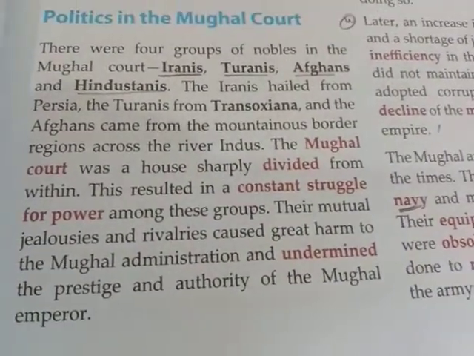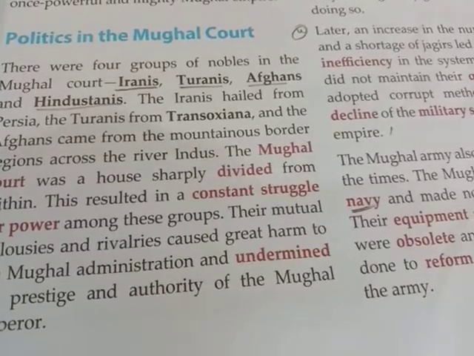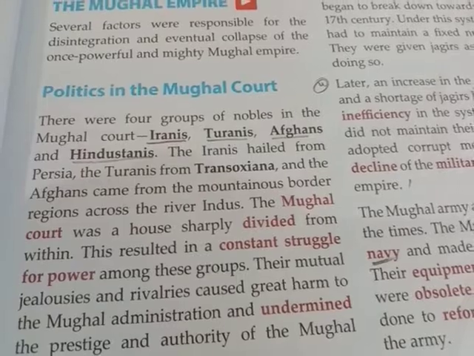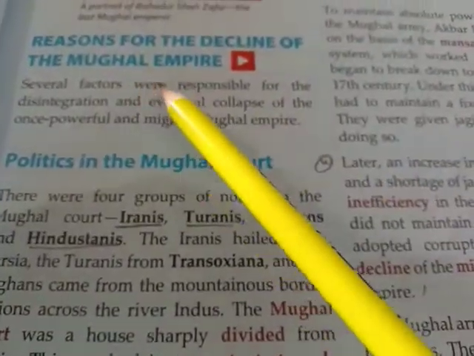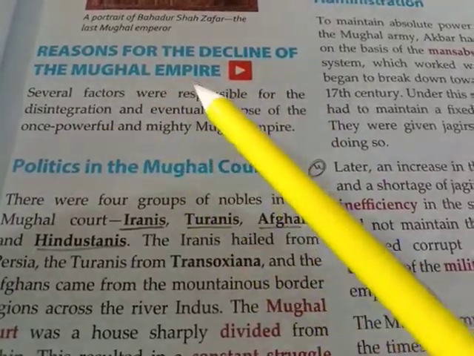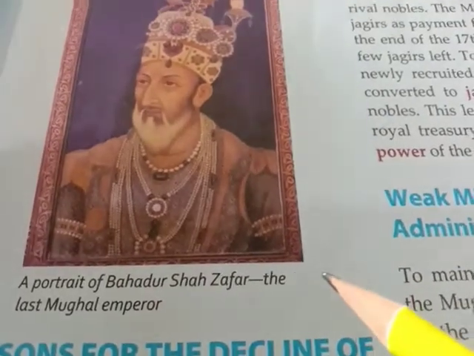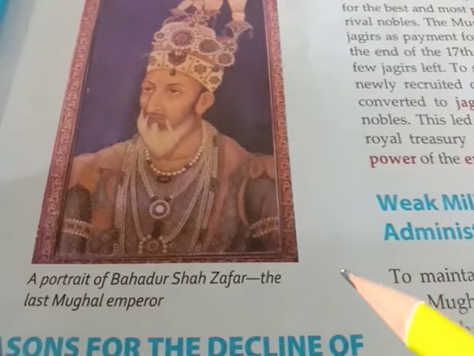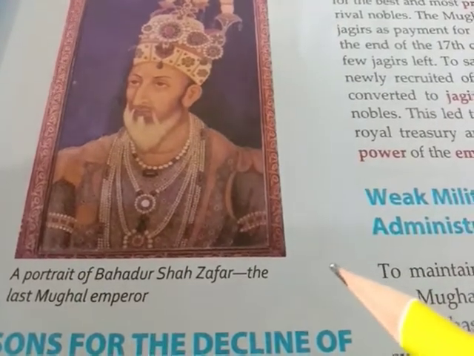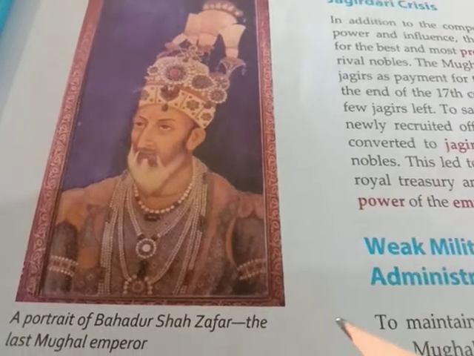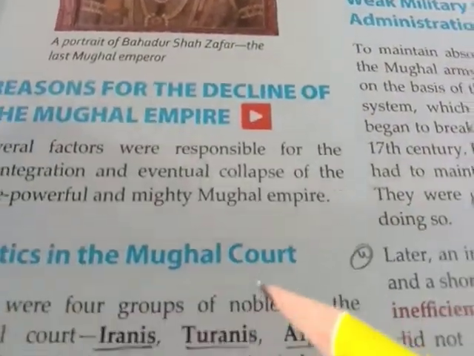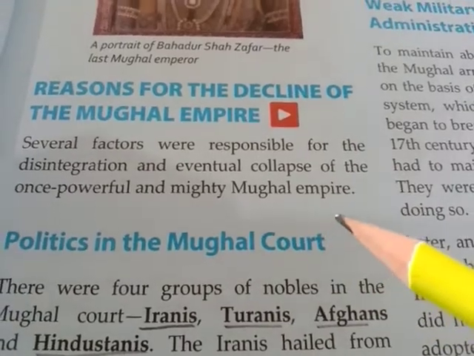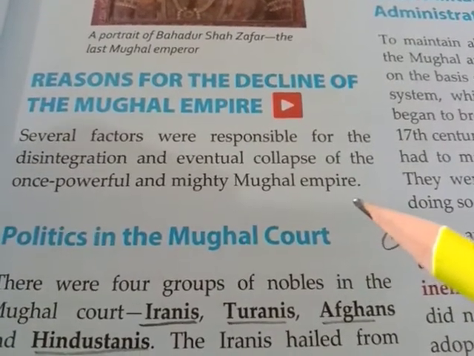We know this ruler was exiled by the British. They defeated him and sent him into exile to Rangoon, the capital of Myanmar. There he died in 1862. You can see the picture of Bahadur Shah Zafar, the last Mughal ruler. We have studied about the revolt of 1857. During that time he led the revolt, so the British defeated him and killed two of his sons in front of his eyes, and he was exiled to Rangoon, Myanmar.